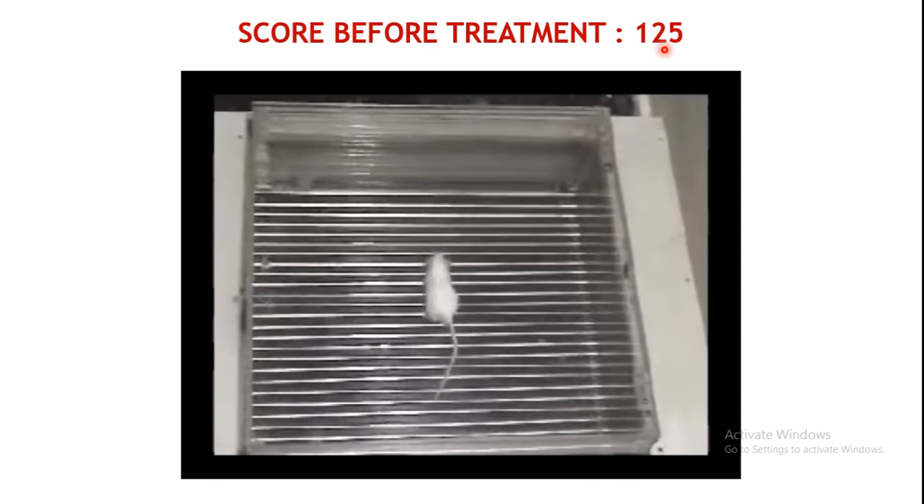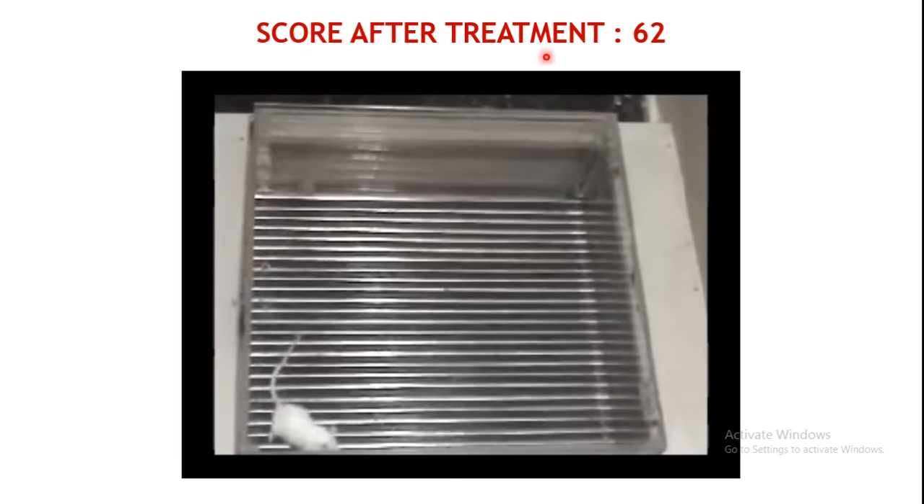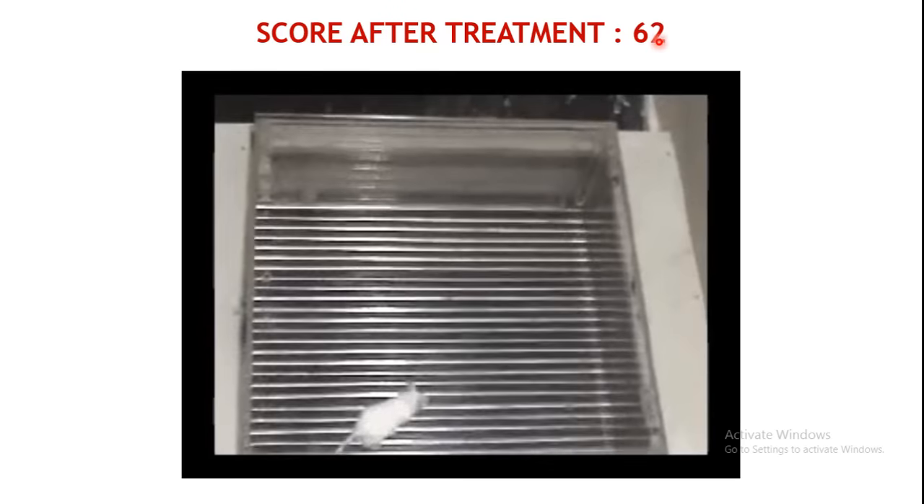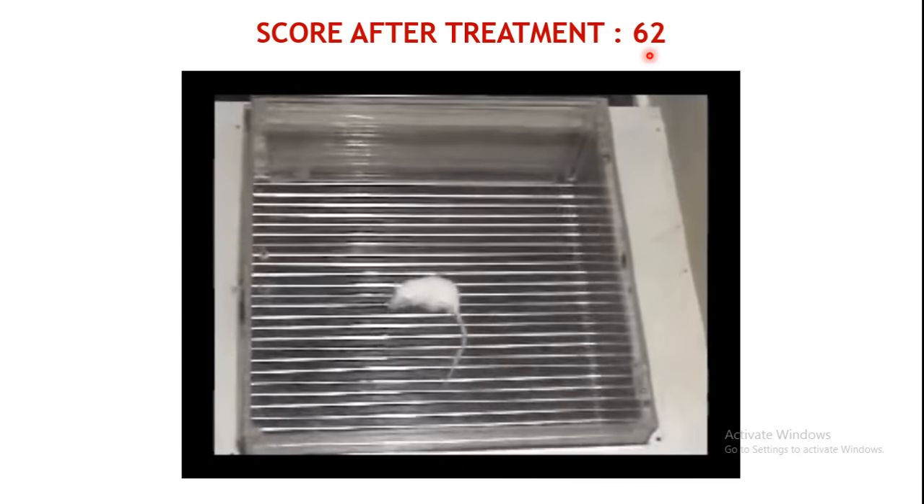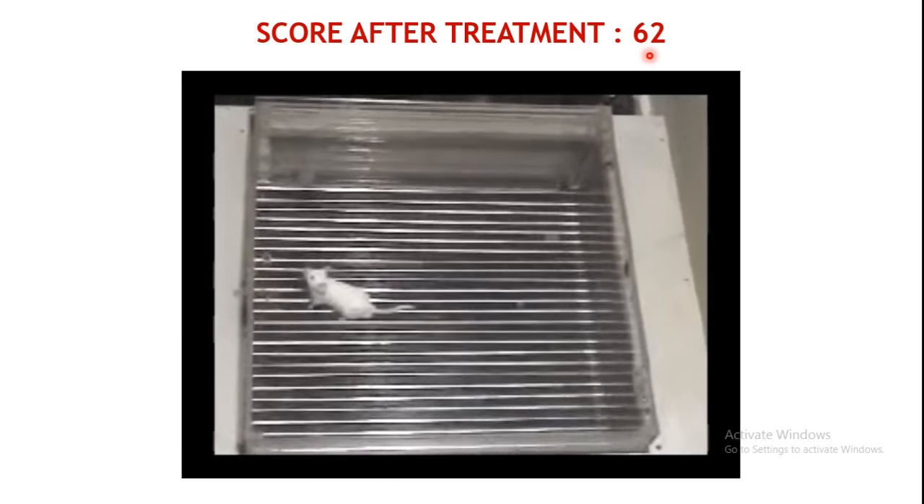Now this is after treatment. So if you can see that score after the drug treatment has reduced to 62. So that means that the locomotor activity has been reduced after the drug treatment. So this shows that the drug has CNS depressant property. Then these are the observations.